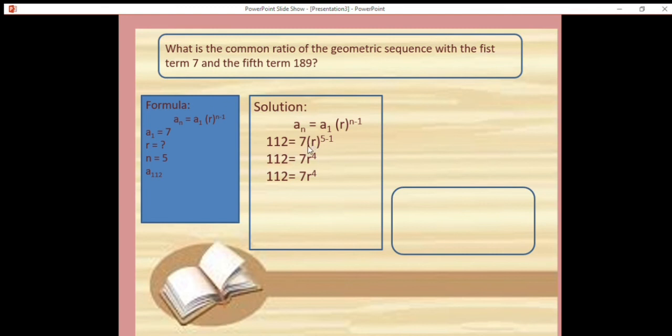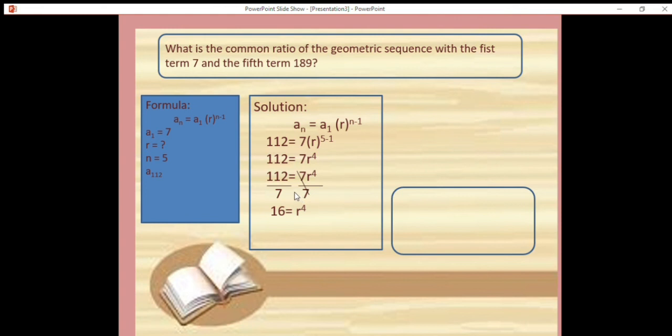How to cancel this para ang matira na lang yung r to the power of 4. So, paano natin ito maka-cancel? We need to divide both sides by 7. So, 112 divided by 7 is equal to 16. So, 7 cancel out natin dahil same sila. And then, ang natitira na lang ay r to the power of 4.